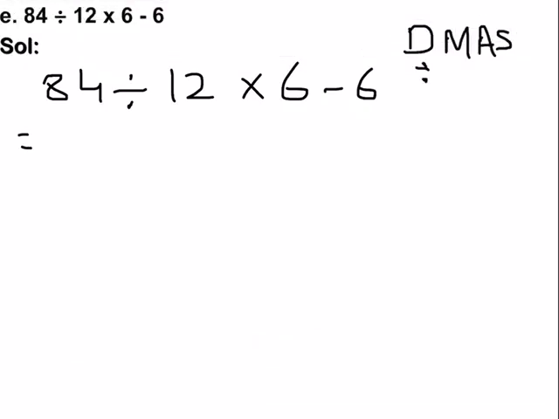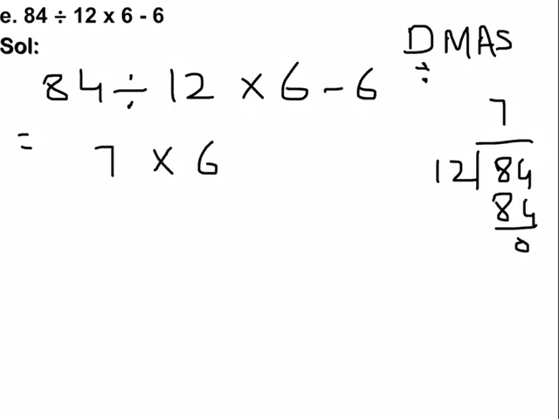That is division. 84 divided by 12. 12 1s are 12. 12 2s are 24. 12 3s are 36. 12 4s are 48. 12 5s are 60. And 12 7s are 84. 7 multiplied by 6 minus 6.